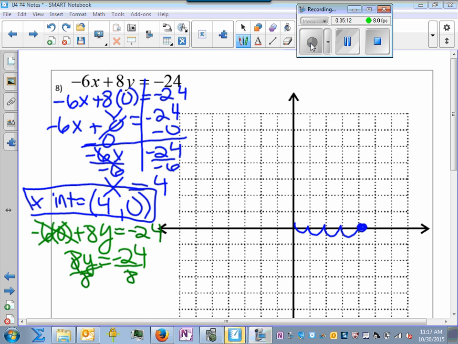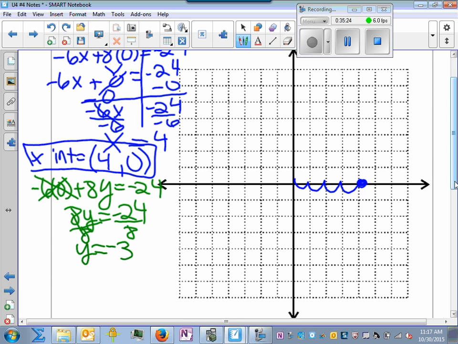So my 8's cancel out, and I get y equals negative 24 divided by 8 is 3, and it's going to be a negative 3 because one of them is negative. So I'm going to write my ordered pair as y-intercept, so always I'm going to label, is equal to 0, comma, negative 3, because it's my y value. My y comes second in my ordered pair.